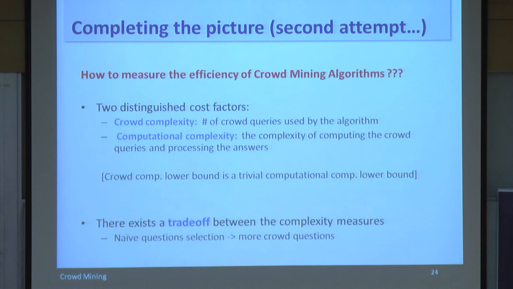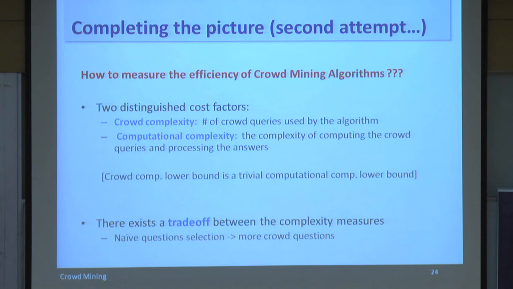One is the traditional one, which is how much do I compute? But the other is what we call crowd complexity, which is how many questions do we need to ask the crowd in order to solve a problem? And there is a close relationship between these two things, because if I want to be very efficient with respect to the crowd, not to ask many questions, then I have to work hard to decide which questions to ask. So this is going to cost me a lot in terms of computation.